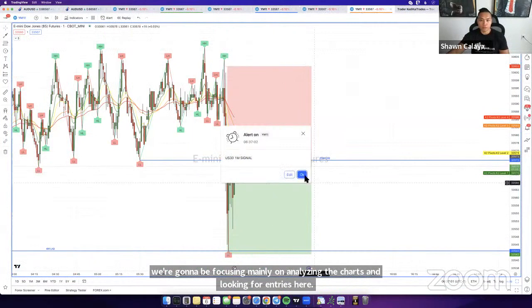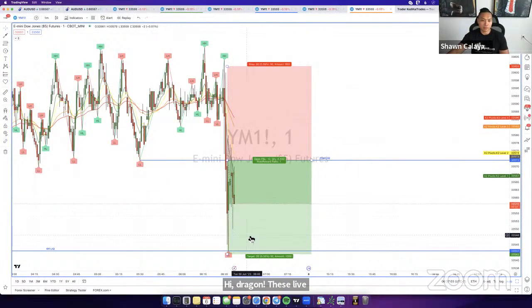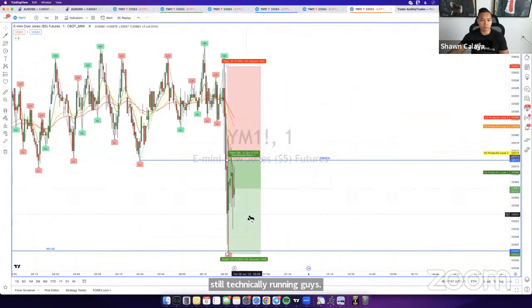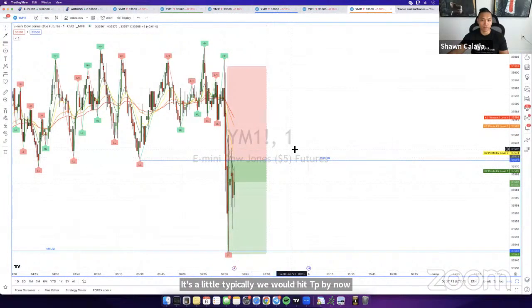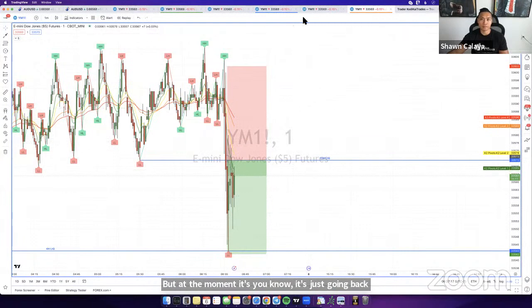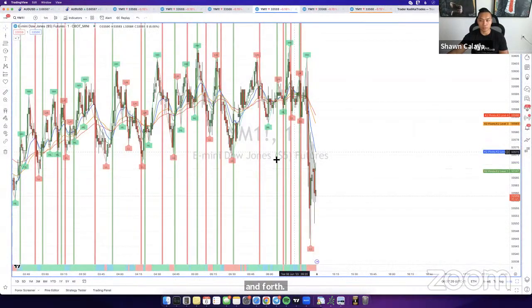All right, this trade is still technically running, guys. I'm out of the position, but the actual trade is still technically running. You can see the volatility here is very low. Typically we would hit TP by now, but at the moment it's just going back and forth. I already hit my TP, my 100 pips, and I'm now going to just sit around and wait for the next entry to come along.